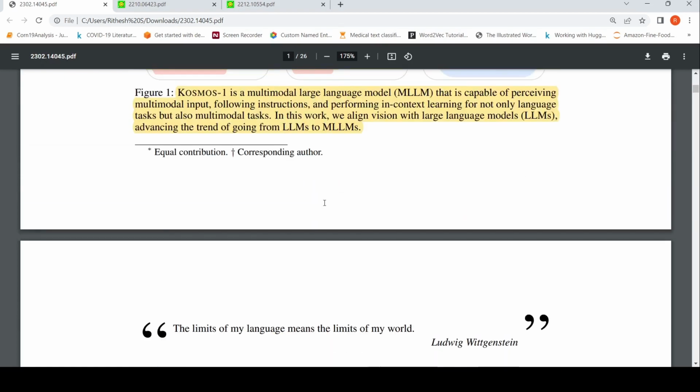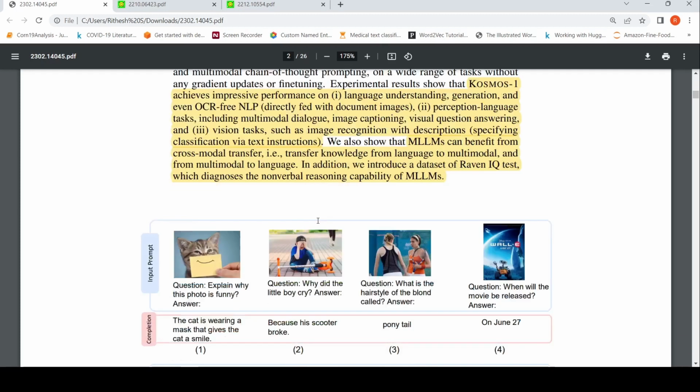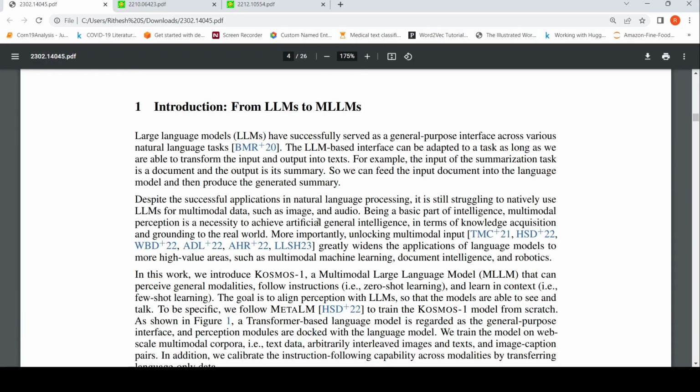So this model is capable of multiple tasks like language understanding and generation, OCR-free NLP, directly fed with document images basically, perception-language tasks including multimodal dialogue, image captioning, visual question answering, and vision tasks such as image recognition with descriptions. Okay. So now let us go into what this particular model is.